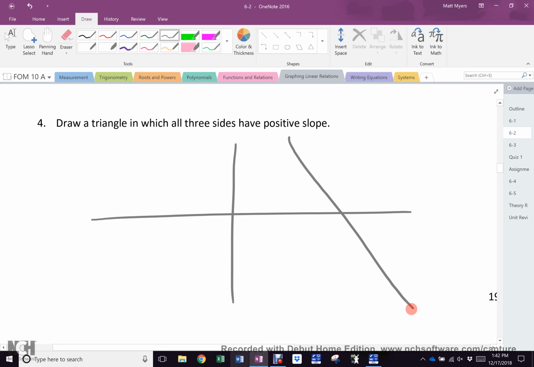How is that a positive slope? It's not a negative. How many people are having some trouble with this? You have all the time you need. I'm just asking if anybody's having trouble with it.